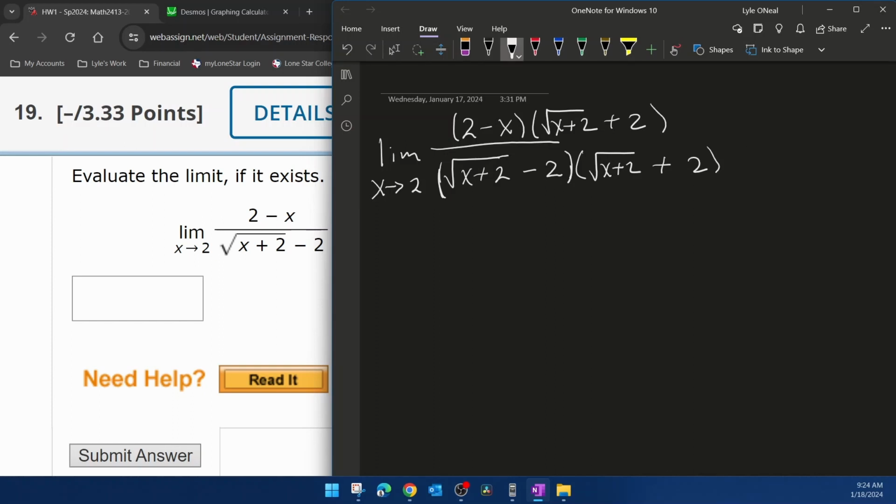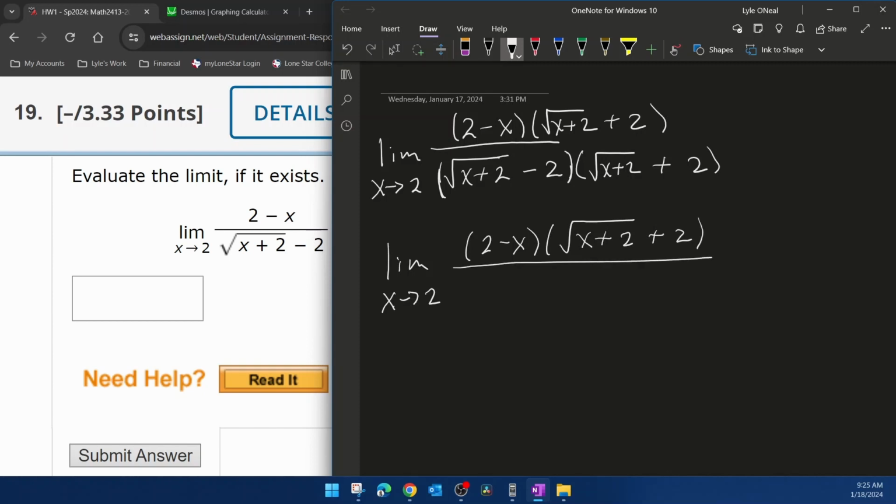All right, so what I'm going to do is leave the numerator the way it is. I'm not going to multiply that out because I'm lazy. I mean efficient. I'm efficient. I don't do extra work if I don't have to.